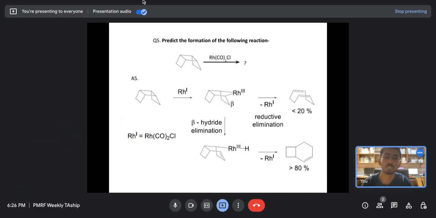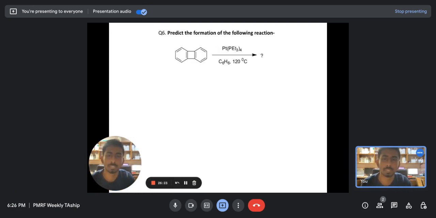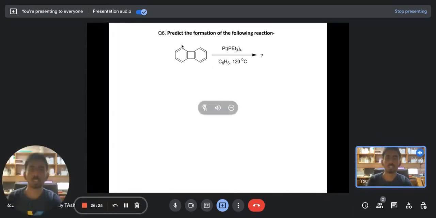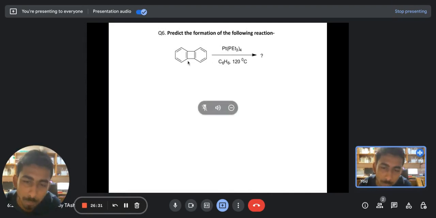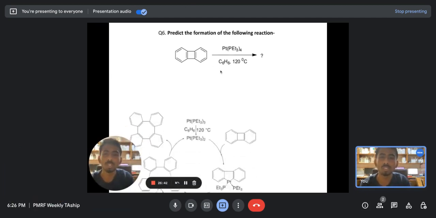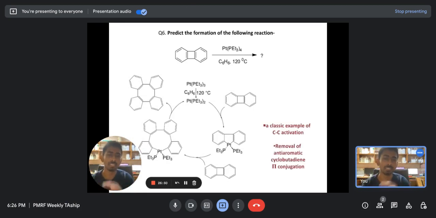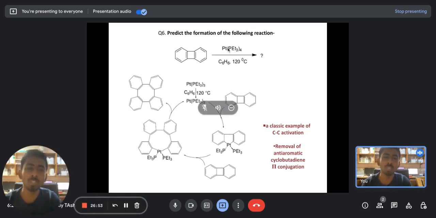All right, so now we will come to question number 6. So here this is the question. When this fused benzene compound is treated with platinum PEt3 whole 4 in benzene solvent at 120 degrees Celsius temperature, what is the product? So this is the reaction mechanism that I am going to discuss, and let's start one by one with how we can proceed to answer such questions.